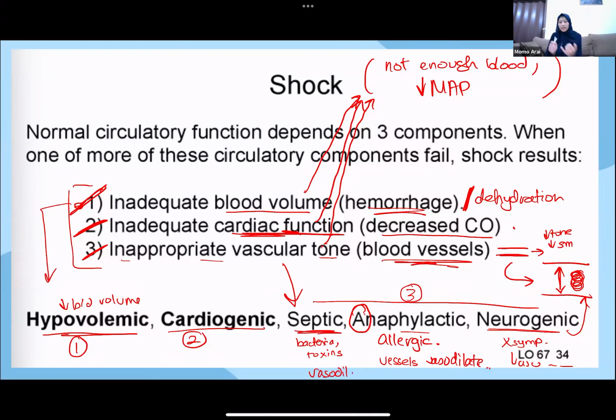Okay, so the three main reasons are hypovolemic shock, cardiogenic shock, and all these other reasons, septic, anaphylactic, neurogenic, which have something to do with the blood vessels. They're not constricted very well, they're dilated, not allowing the blood to go through your body, right? And they all come to this definition. Is everything clear, like the causes here? Because we'll move on to hypovolemic and cardiogenic mainly.